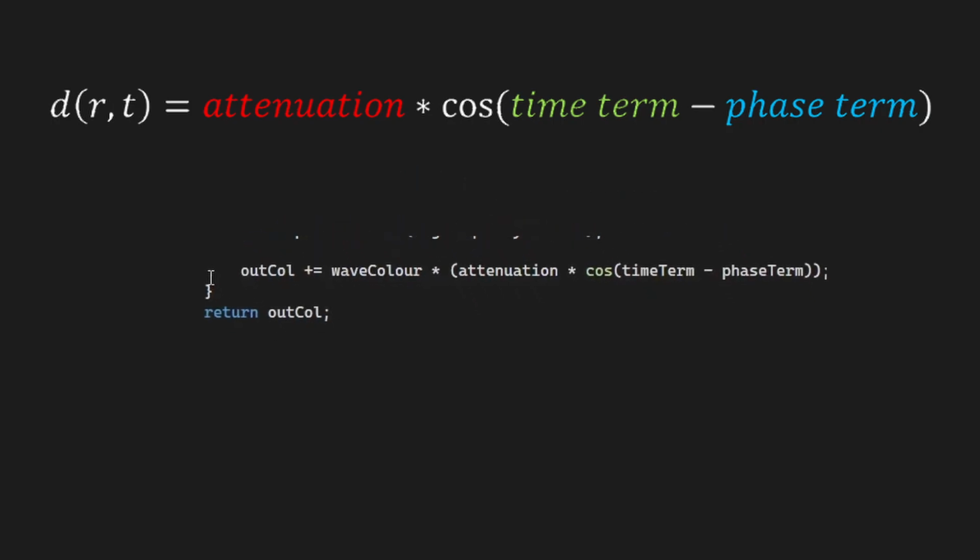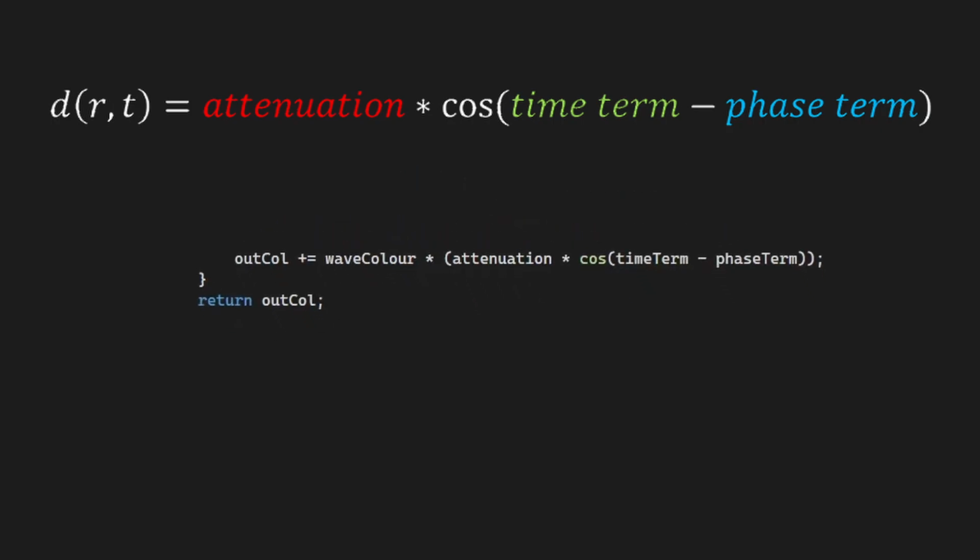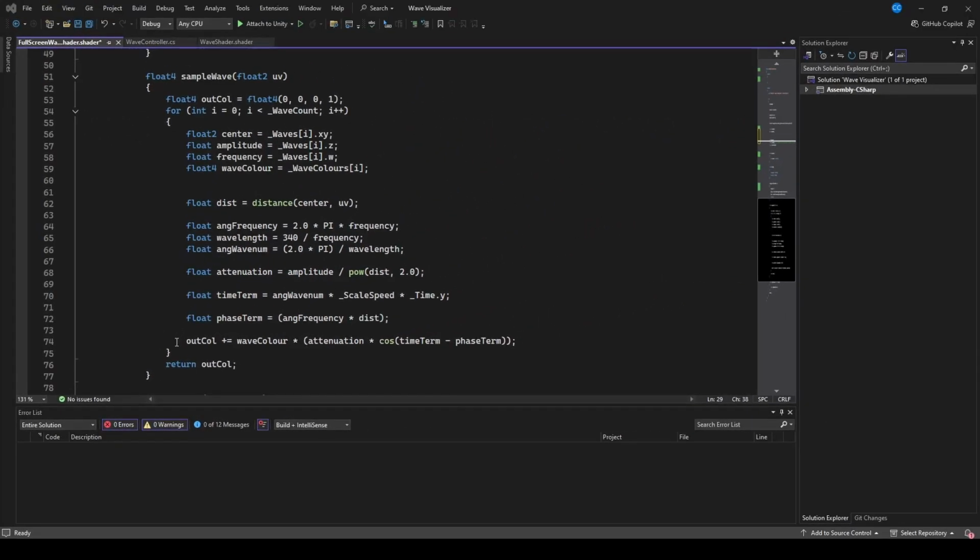Finally, what we're doing is we're adding to a color that I set as black originally, and we're going to add the respective wave color to it times our equation. So attenuation times the cosine of the time term minus the phase term. That is how we're going to add our colors, and this is how we get those interference patterns.